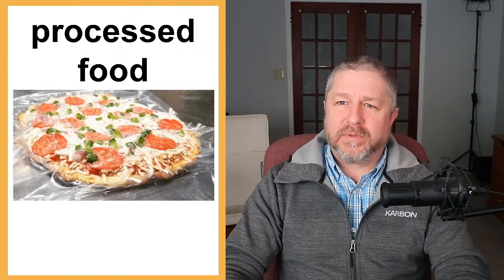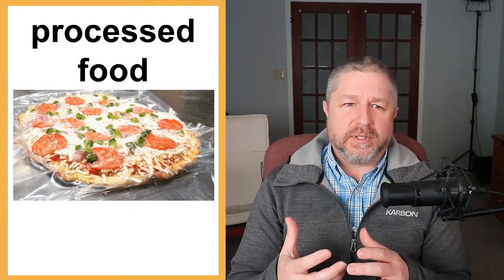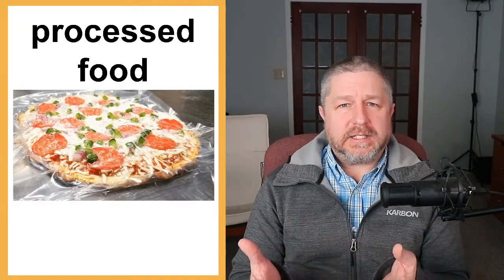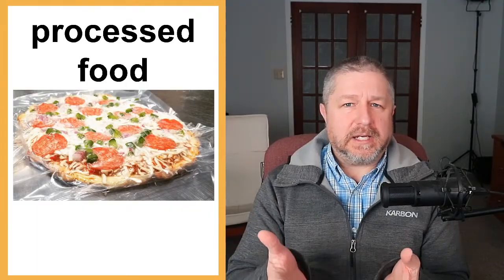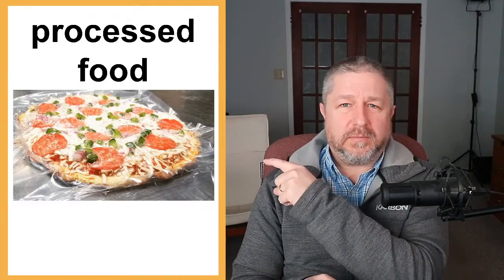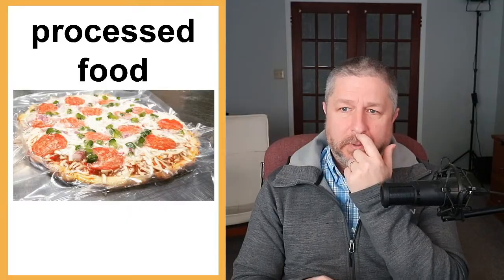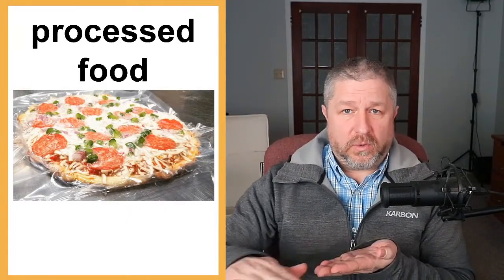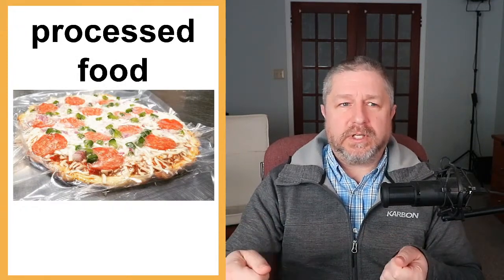And then we have what's called processed food. This is a little bit hard to explain, but processed food is food that's ready to eat. You just need to heat it up. So this is a frozen pizza. When you go to the store, you can buy a frozen pizza where they made the dough or the crust in a factory, and they made the pizza in a factory and then froze it.